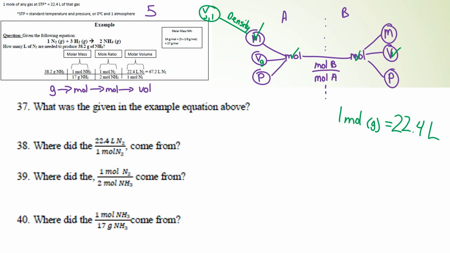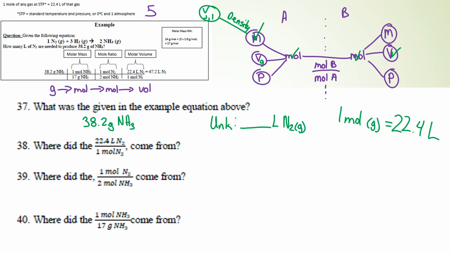So let's look at this one. It says, what is the given? So what is the given in this example equation? We're starting off with 38.2 grams of ammonia. My unknown this time is liters of nitrogen gas. All right, that's what we're trying to get to.